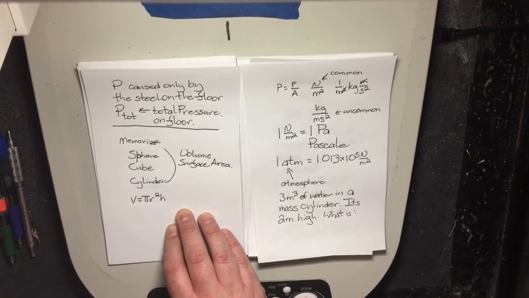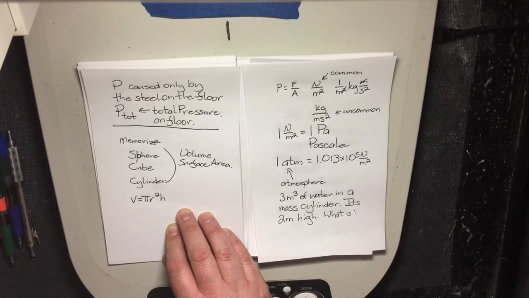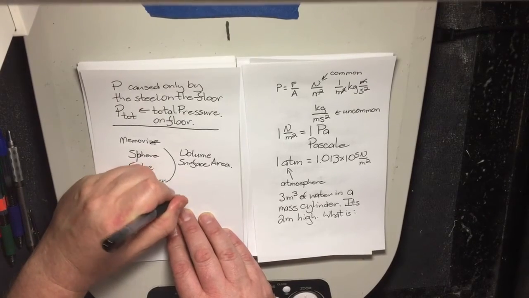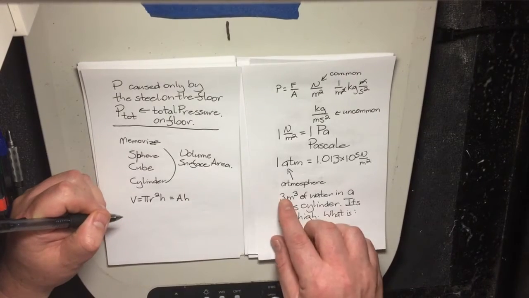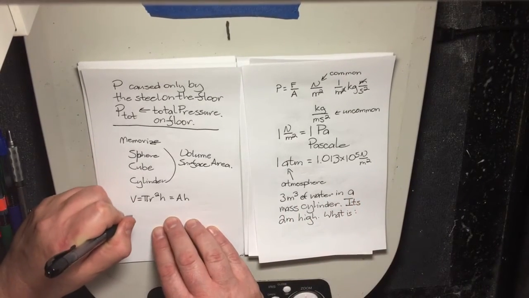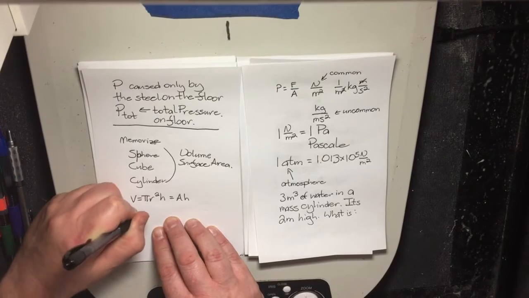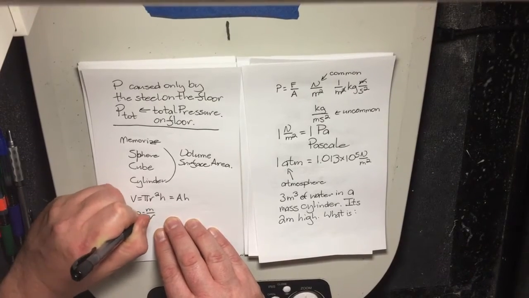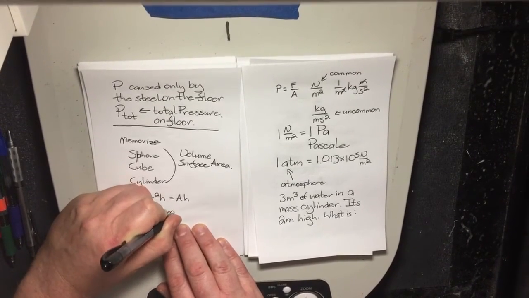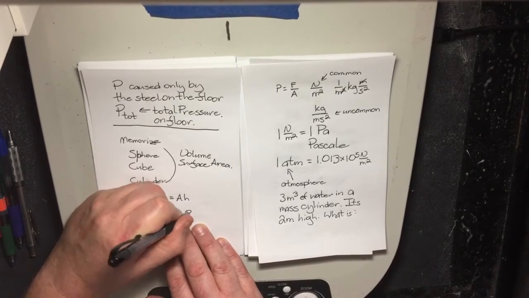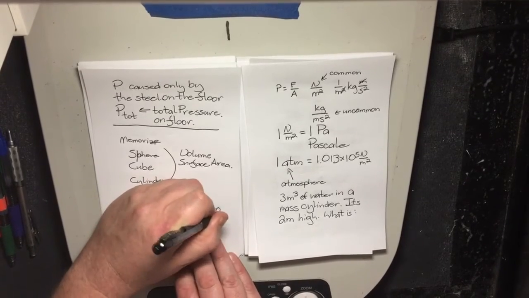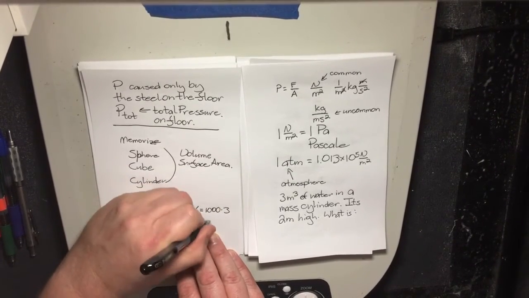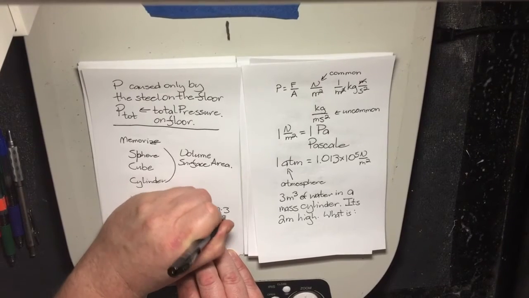I gave you only the height. So you can change that to area times height. If you have 3 cubic meters of water, you also know that density is mass over volume. That means the mass you have is density times volume, which is 1,000 times 3, or 3,000 kilograms.